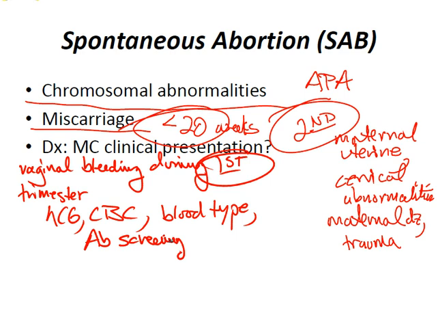Now, how do we treat this? Well, treatment depends on the patient's preference and bleeding status. The first priority is to always stabilize a bleeding patient. In a complete abortion, the POC should be sent to pathology and the woman monitored for signs of infection and recurrent bleeding.